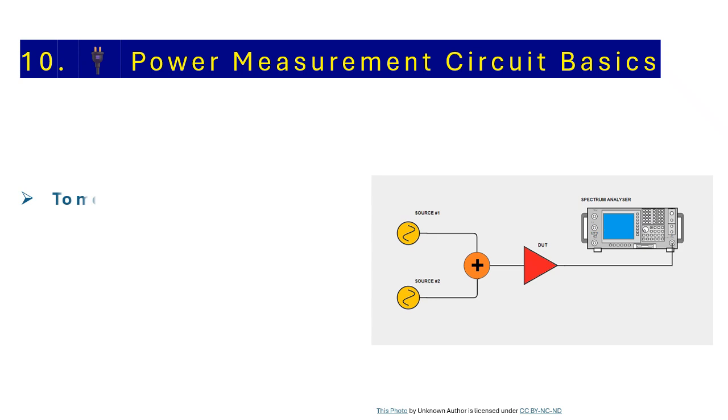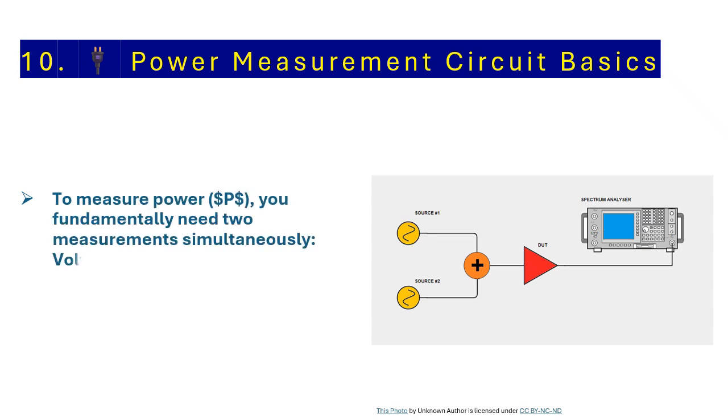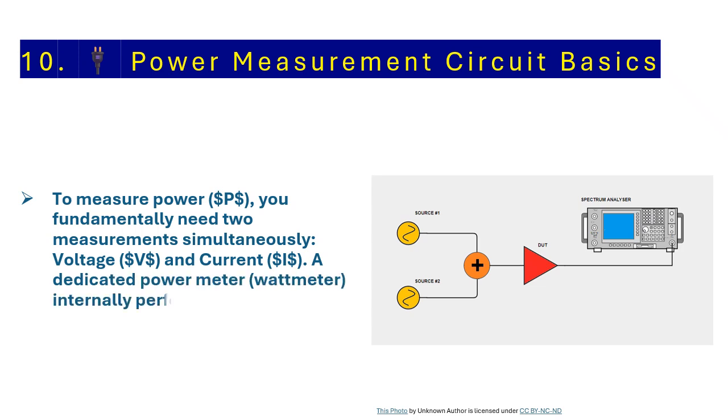10. Power measurement circuit basics. To measure power, P, you fundamentally need two measurements simultaneously: voltage, V, and current, I. A dedicated power meter, wattmeter, internally performs the multiplication of these two values.